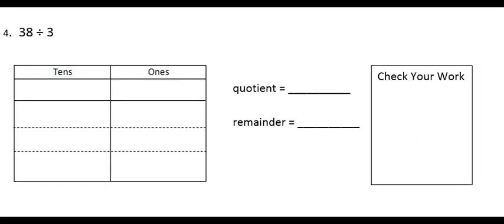Let's look at one more example. This time I have 38 divided by 3. So 38 is 3 10s and 8 1s. Now, since my divisor is 3 this time, I need to distribute each of these discs into 3 rows or 3 groups to get my equal groups. I'll start just like I did before, moving each dot down into one of the rows.